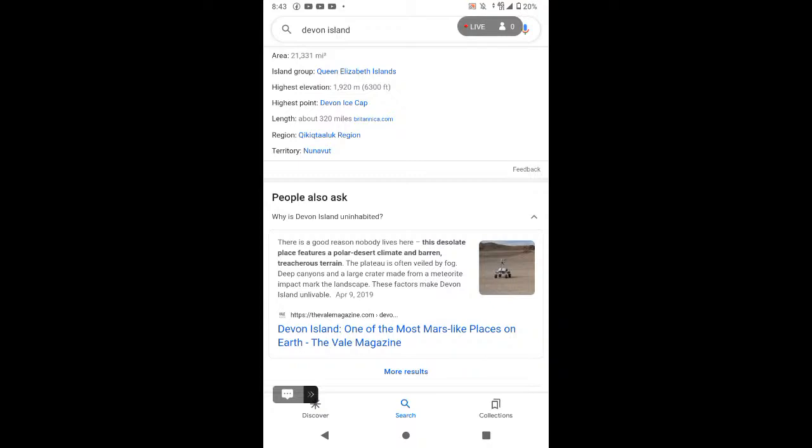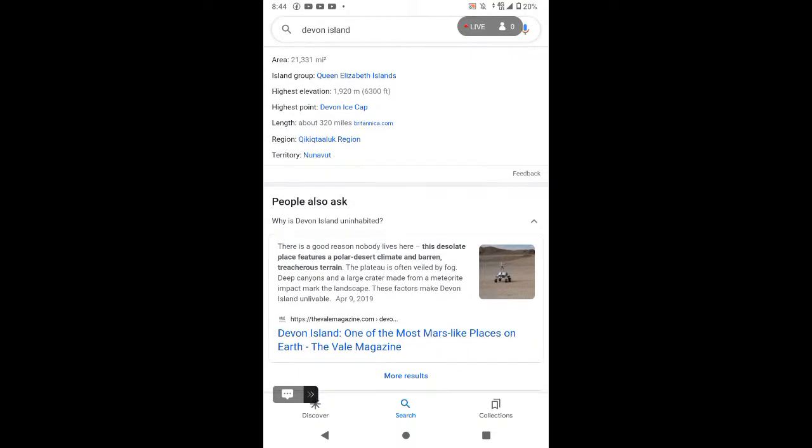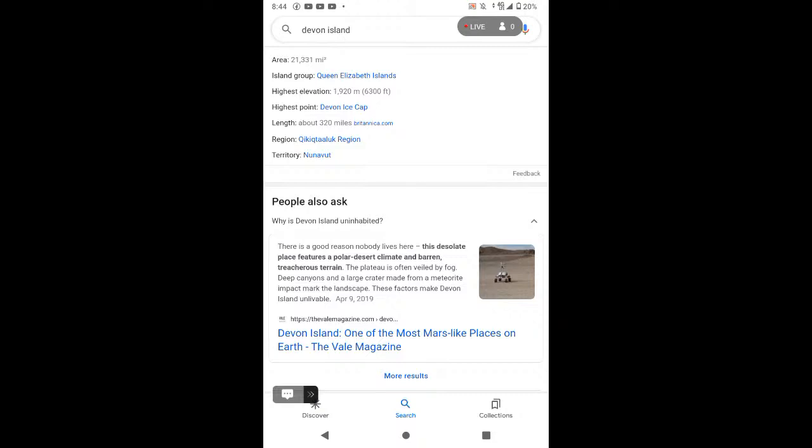The plateau is often veiled by fog. See, the veil is covering up something that is secretive. So it's veiled by fog. Deep canyons and large craters made from meteorite impact mark the landscape. So when you know a meteorite comes, that means that's how they land. They land in fossils. The same fossils you make fuel of. That's how they land, right? Because as a cell, they can just look at it how the cells being fossils. So as a cell at a higher frequency is easier than a fossil, which is still a part of them, to lower their frequency and come into a land. So boom.